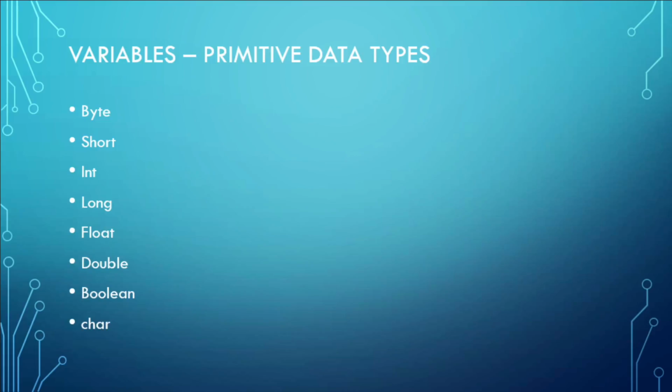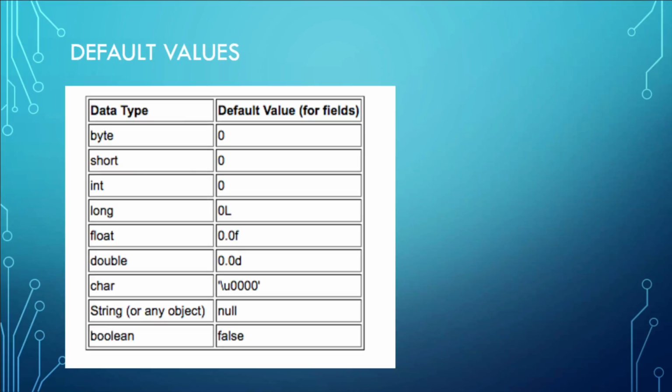So here's different primitive data types for variables: byte, short, int, long, float, double, boolean, and char. Each primitive data type has a default value, and these are the values for those certain data types.